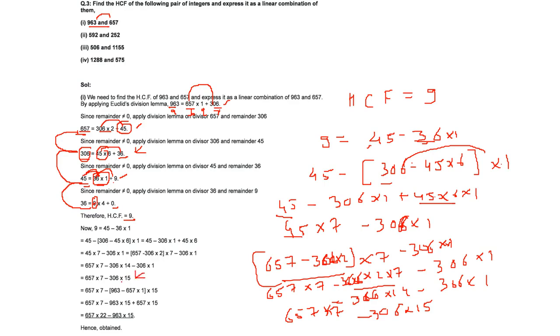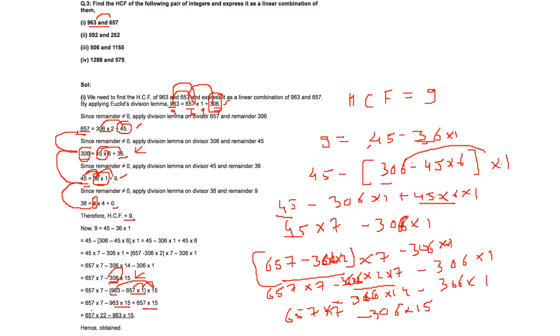But how has this 306 come? 306 has come from here. It is nothing but 963 minus 657 into 1. So in this place of 306, we will write 963 minus 657 into 1. So 963 minus 657 into 1. Expand it. 963 into 15, this one, and 657 into 1 into 15, like this.